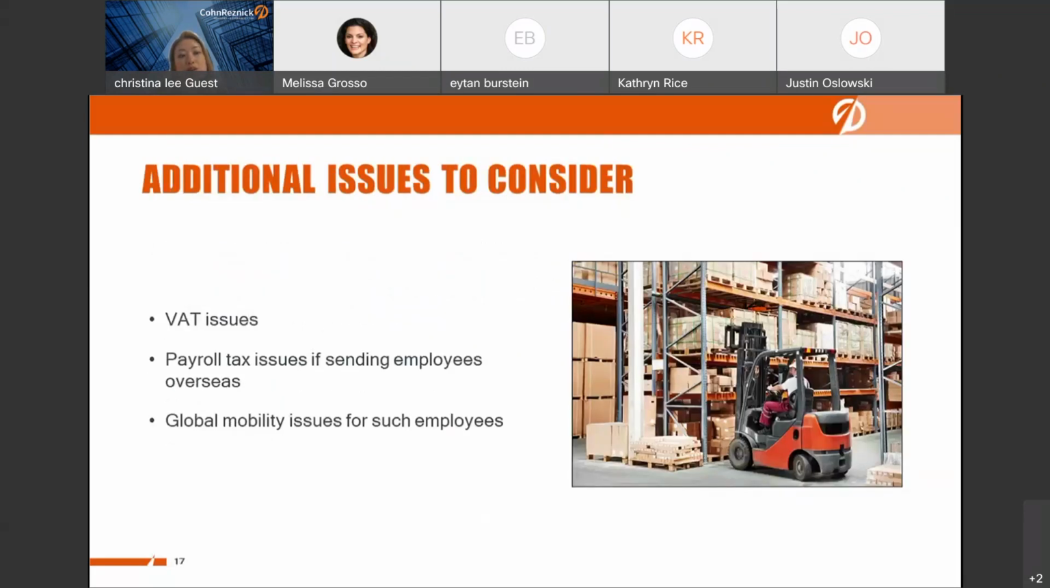So additional issues to consider besides the income tax and permanent establishment. I just laid out 3 common issues that we see. The first one is the VAT. In the US, we have a sales tax regime, which is imposed at the state level. But in the rest of the world, most countries have a value-added tax or VAT system.